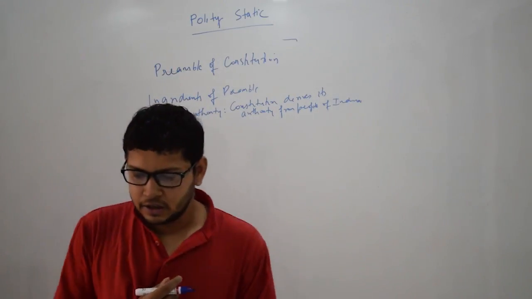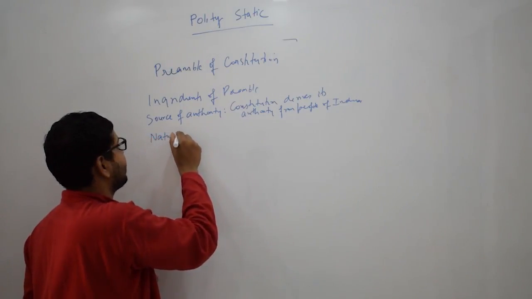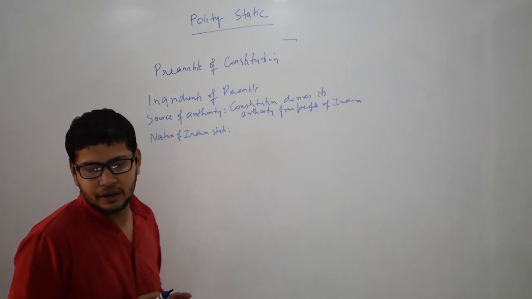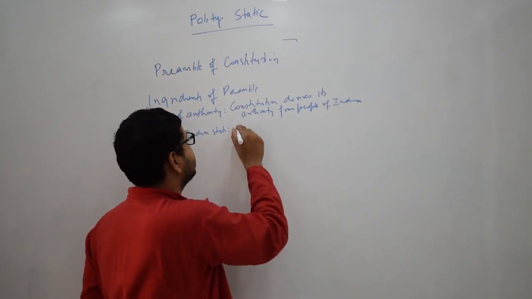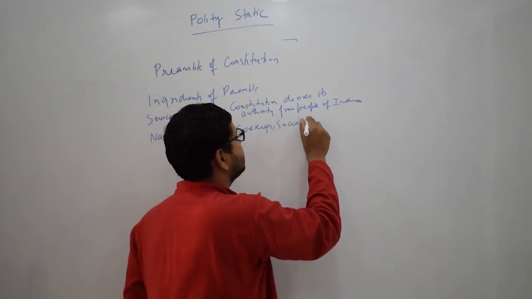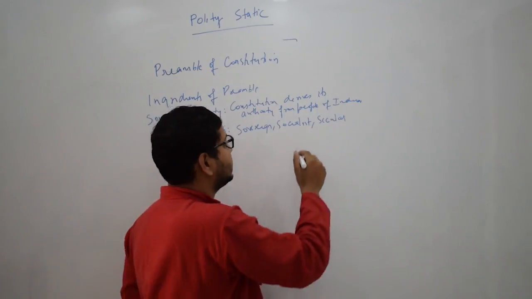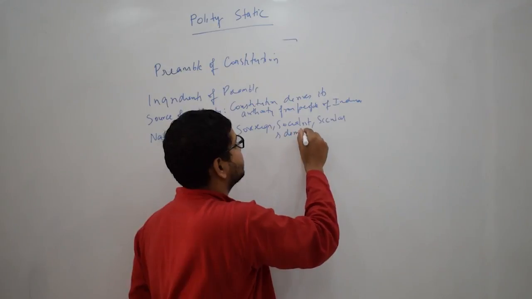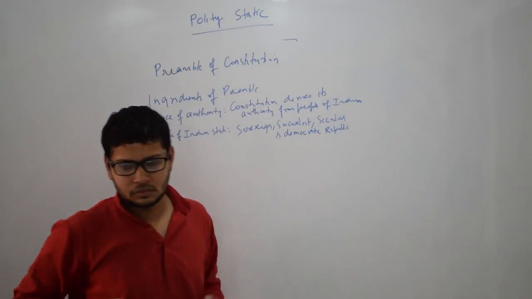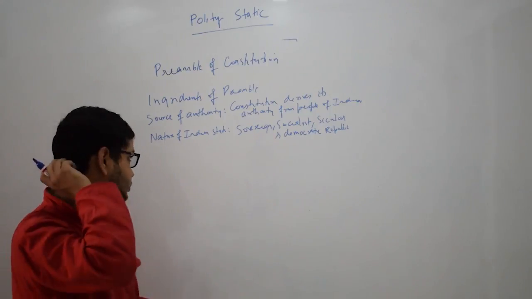And secondly, what the preamble gives is the nature of the Indian state. So the nature of the Indian state, according to the preamble, is that India is a sovereign, socialist, secular, and democratic republic. This is the nature of the Indian state according to the Constitution.